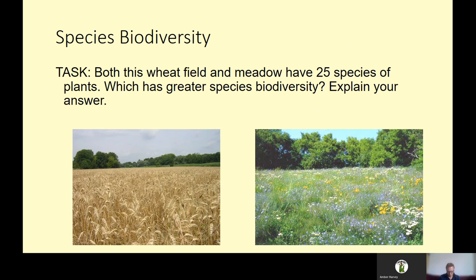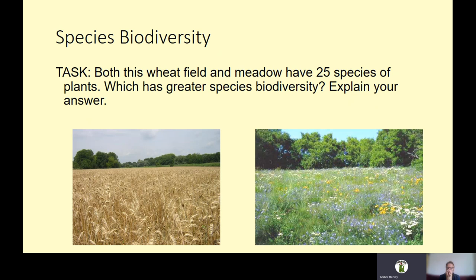Okay, Amber, what are your thoughts? Let's discuss. Well, they obviously both have the same species richness. They both got 25. Yep. But I imagine the wheat field has a lot less evenness. Okay, why do you say that? You obviously got a lot of the same plant next to each other, which you can quite clearly see, it's a large area, whereas on the meadow you've got a lot of variety of plants that you can see already.